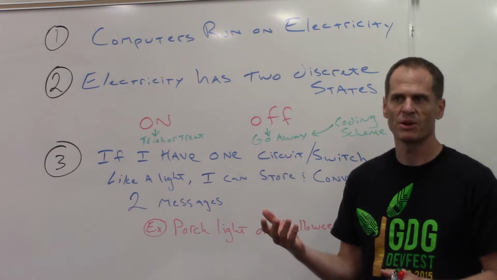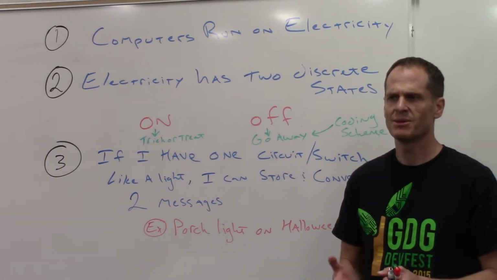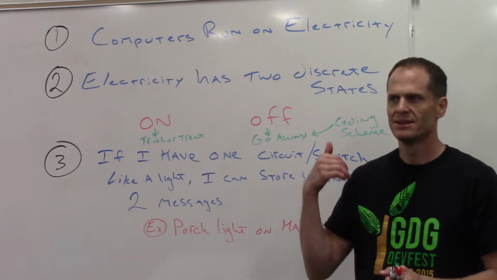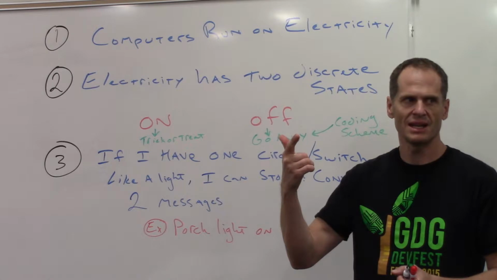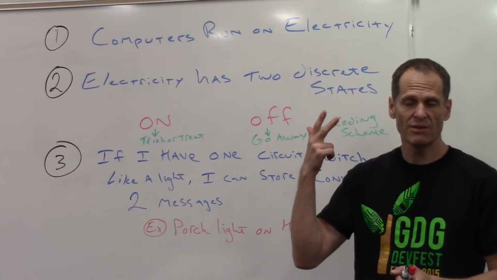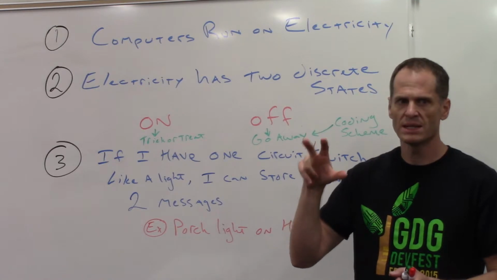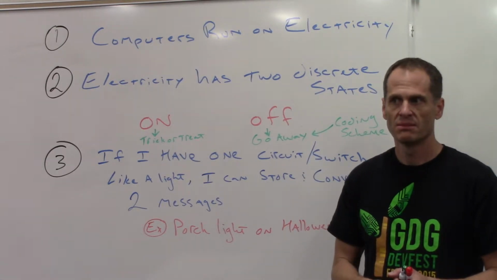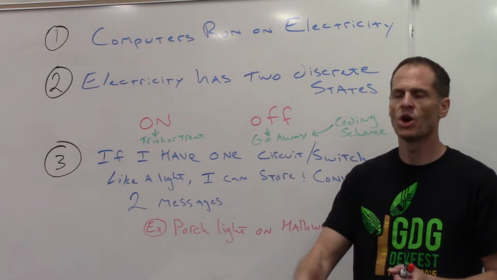All you've got to do is remember computers are like the porch light on Halloween. Really? Tell me more. Well, computers run on electricity. Electricity has two discrete states, on or off. If we have a single circuit or switch, we can store and convey two messages. Porch light's on, come trick-or-treating. Porch light's off, go away.